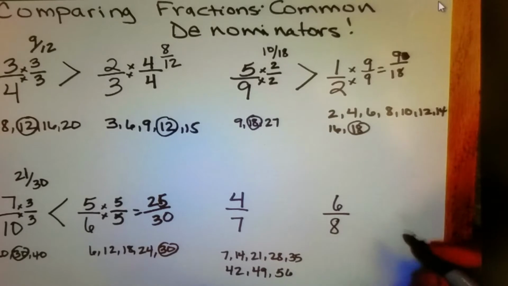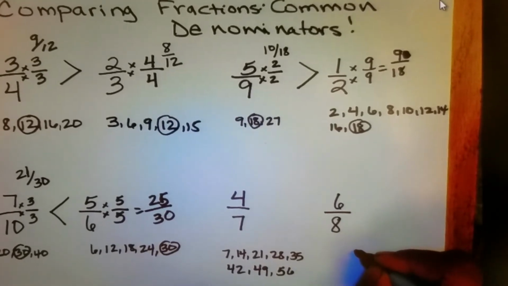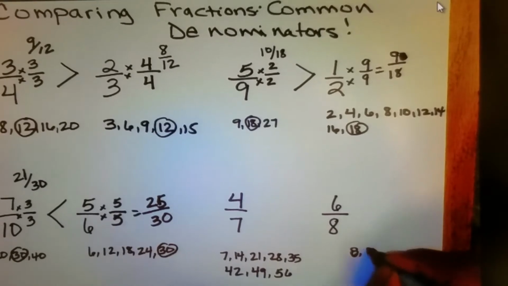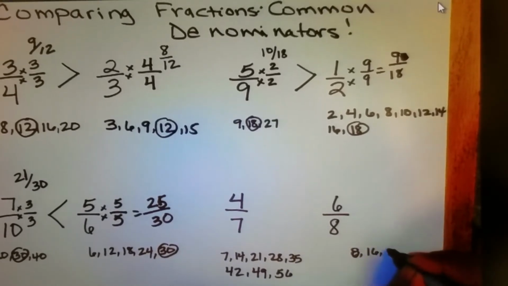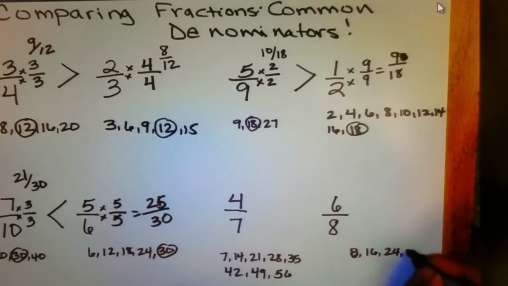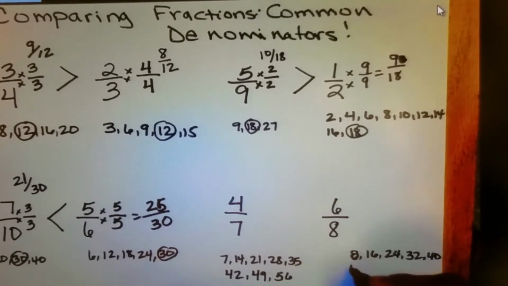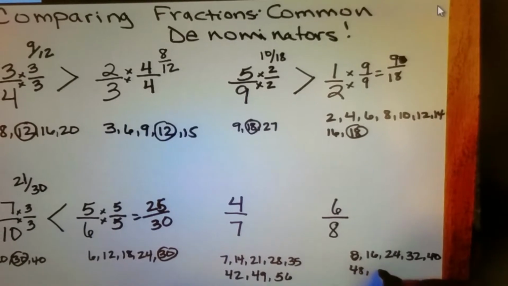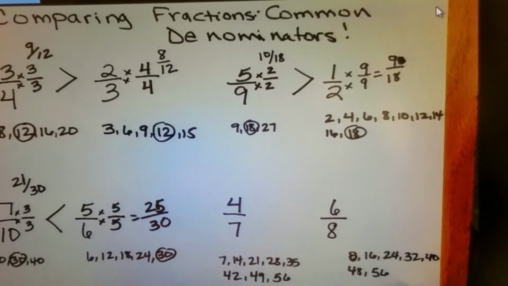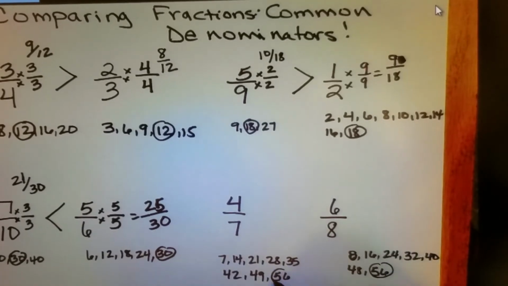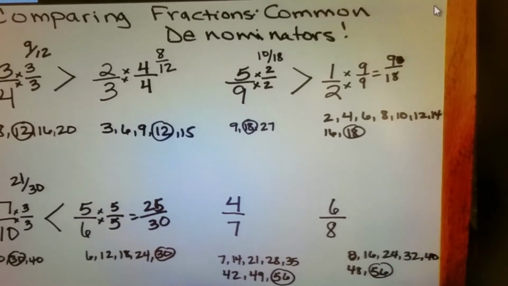Over here, I'm going to skip count by 8. 8, 16, 24, 32, 40, 48, 56. So both numbers have a 56 in common. So our common denominator should be 56.